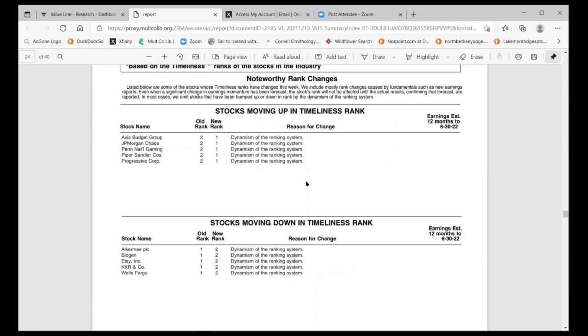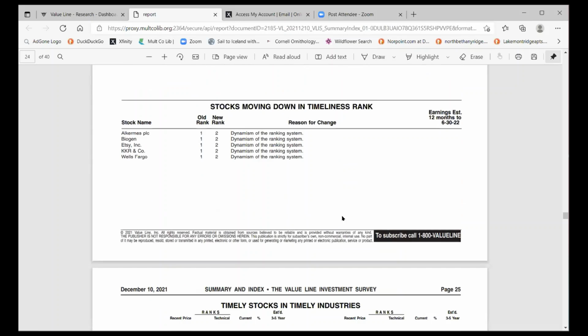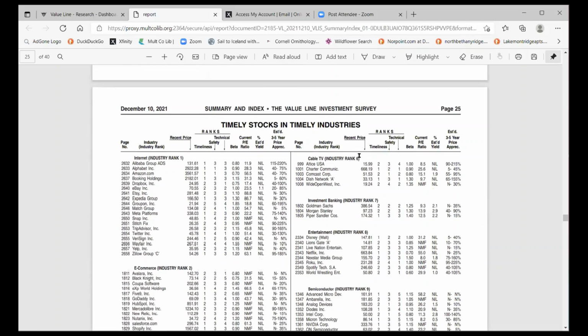The next thing is this up and down for the week. These are the changes in the two top sections. When they say dynamism, it means the company did absolutely nothing. This is strictly their algorithm deciding who is important and who isn't. Ergo, in this particular instance, it's not worth reading. You will occasionally see one here that says this one went from 2 to 1 because their earnings died, because the president of the company resigned, whatever. They will give you some information.